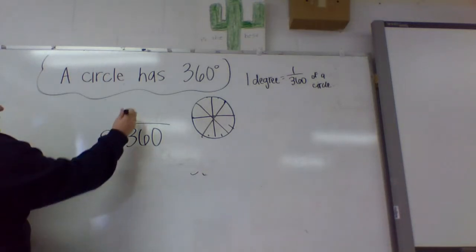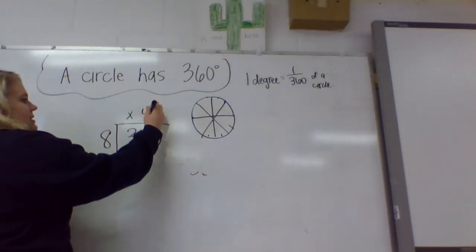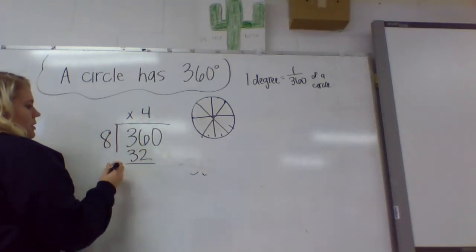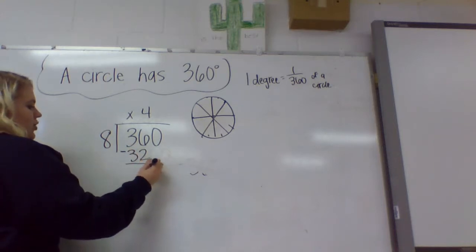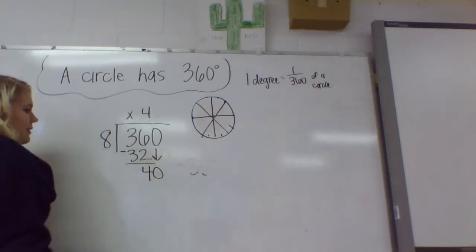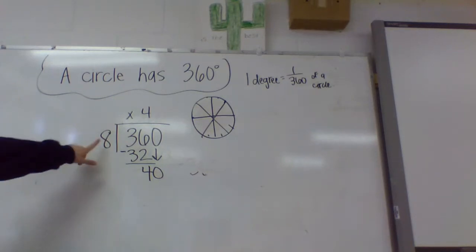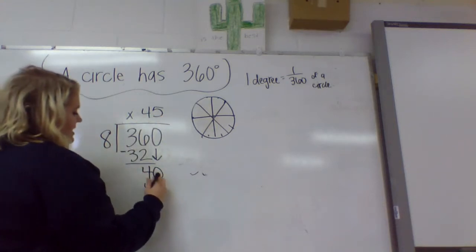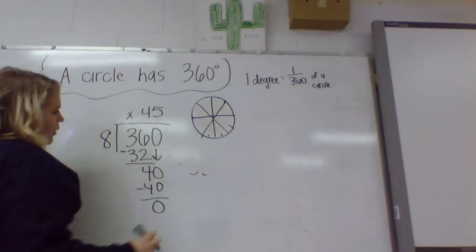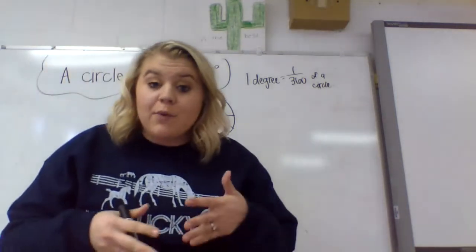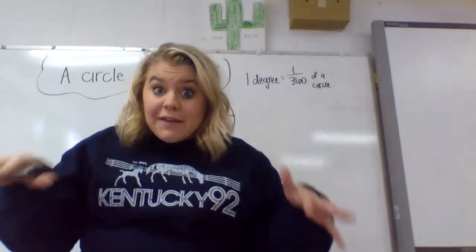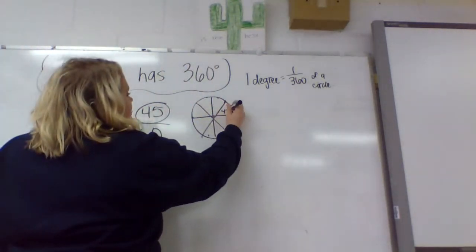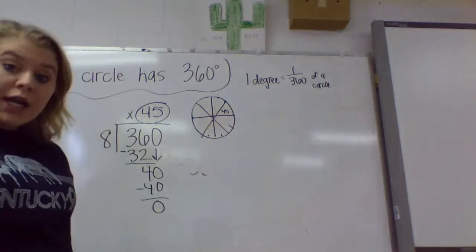8 cannot go into 3, but 8 can go into 36 4 times. 4 times 8 is 32. I'm going to subtract 36 minus 32 and I'm going to get 4. Bring my 0 down, I now have 40. 8 can go into 40 5 times. 5 times 8 is 40, and 40 minus 40 is 0. You should not ever get a remainder on these problems. It should be an even whole number of degrees. So we just found out that each piece is 45 degrees.